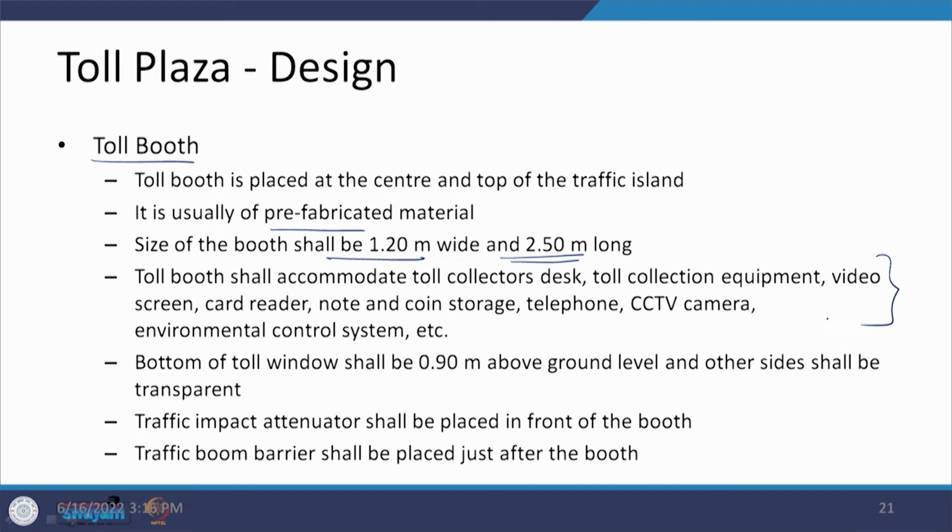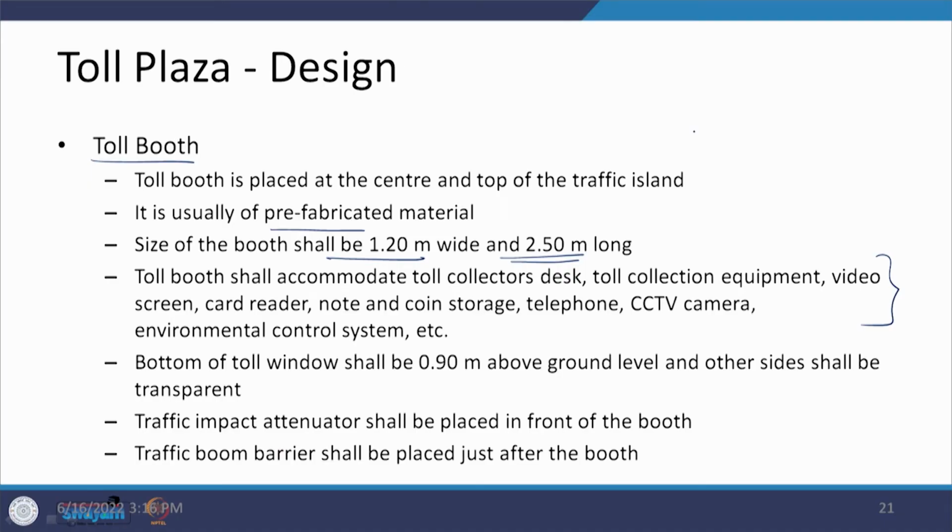And what are those things? Maybe the sitting area for a person, the computer, the toll collection system, a printing machine so that the slip, if it is to be issued, can be issued, a CCTV camera, telephone, connectivity. All those things need to be there, and if possible, then the climate control system can also be there.